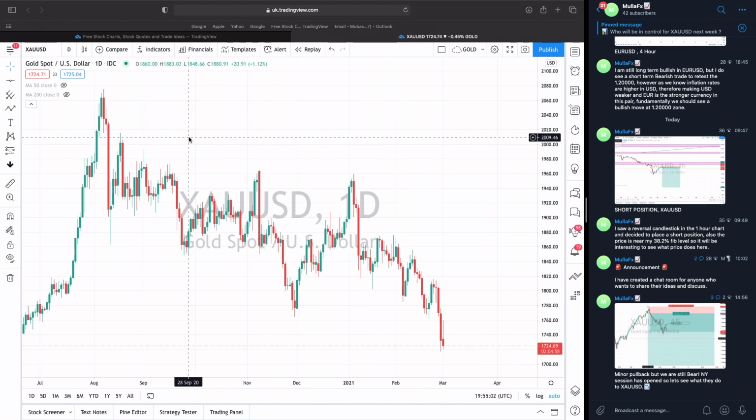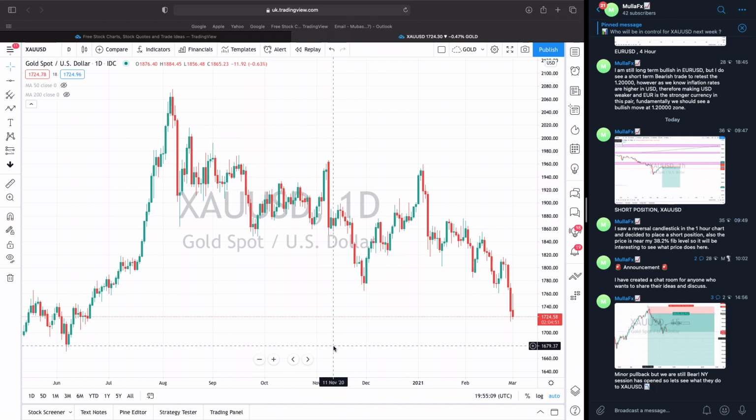So let's see it on our gold chart now. As you can see, this is what gold is doing. It looks like a mess at the moment. You don't know any levels. You don't see any support or resistance. There are no moving averages. I don't like any of that.